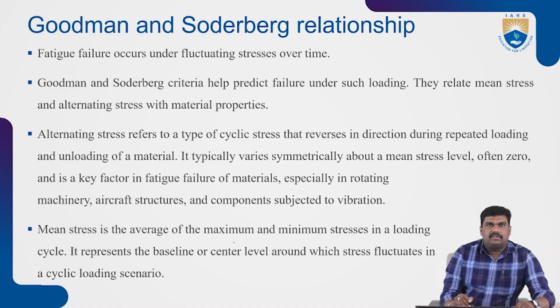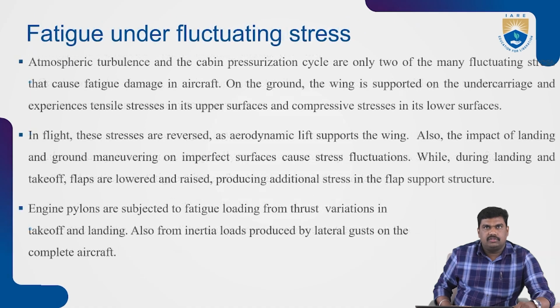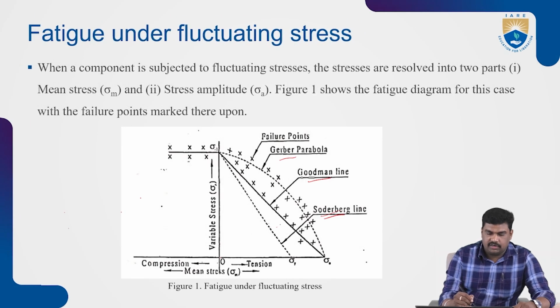I already mentioned mean stress. Mean stress is the average of the maximum stress and minimum stress in a loading cycle. It represents the baseline or central level around which stress fluctuates in a cyclic loading scenario. Here in this condition, this is your mean stress point. Below this it will be tension, and this is compression. This is your variable stress, that is, your stress amplitude.